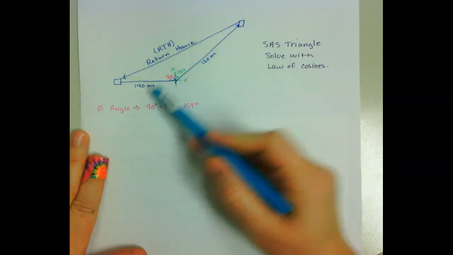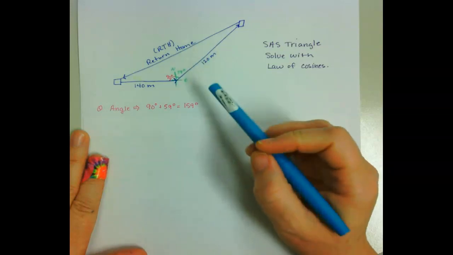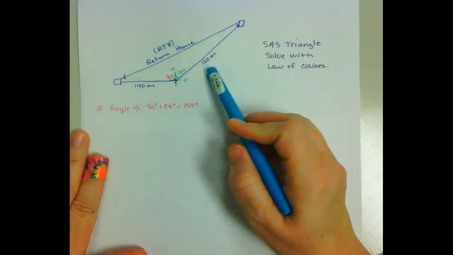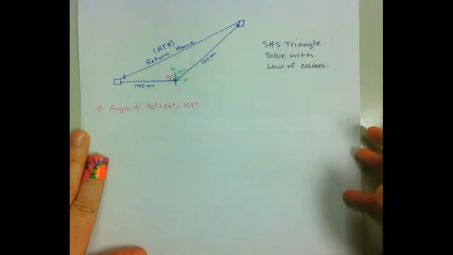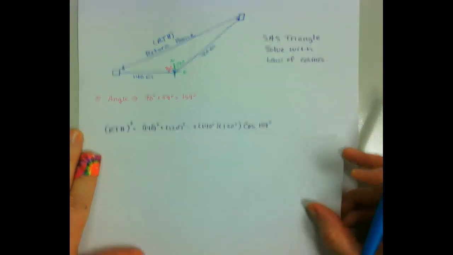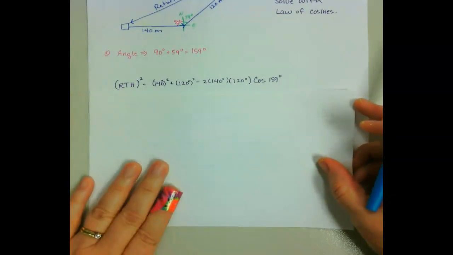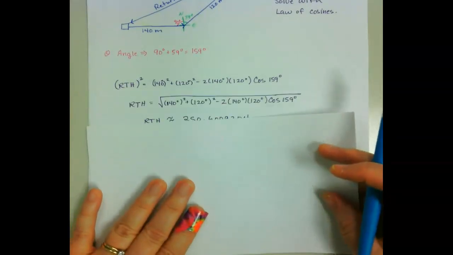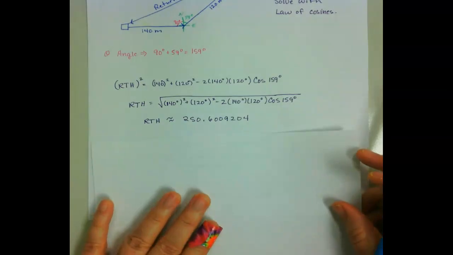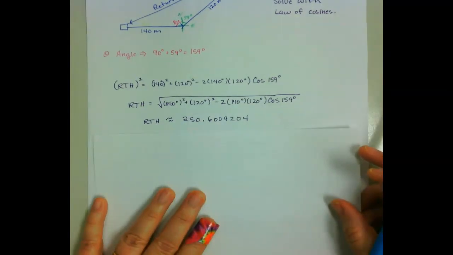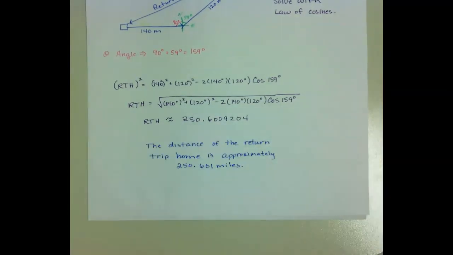So remember, this side squared plus this side squared minus 2 times this side times cosine of this angle. So when you write all of that out, it looks like that. Once you have it all laid in, we take the square root of both sides, and then we can crunch the numbers and we get this, and then we would answer the problem by saying the distance of the return trip home is approximately 250.601 miles, because it did say to the nearest 3 decimal places.